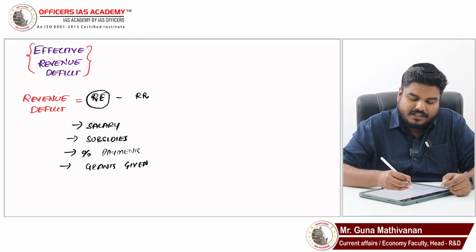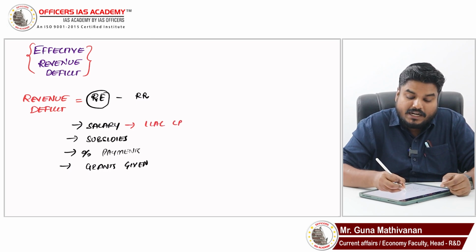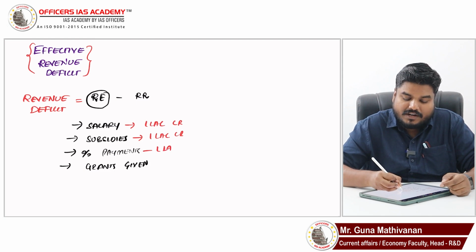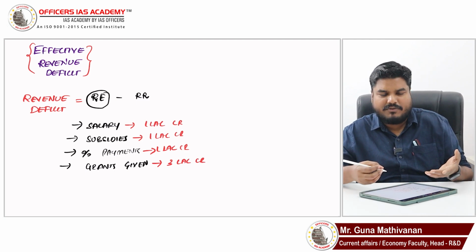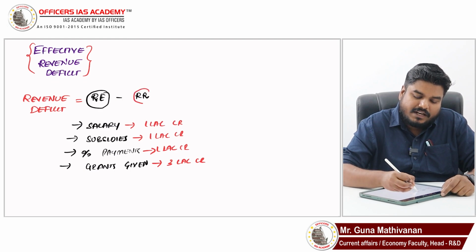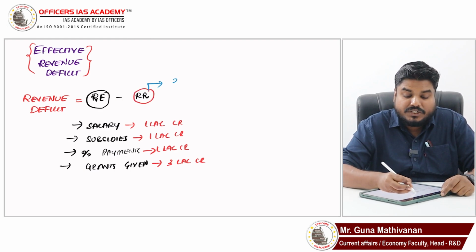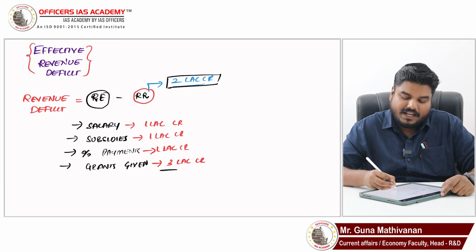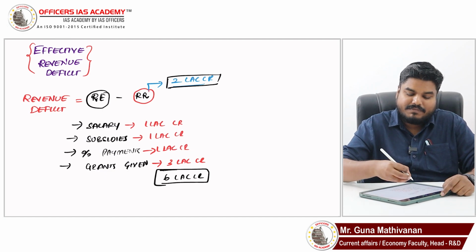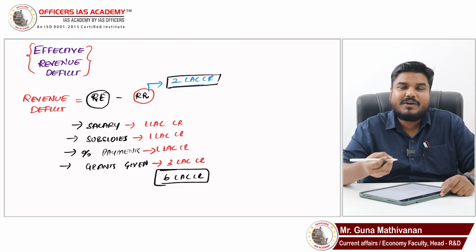So let us give a number. Salary, let us say government is spending 1 lakh crore for giving salaries, 1 lakh crore for giving subsidies, 1 lakh crore for interest payments, and let's say 3 lakh crores for grants given. These numbers I am taking for the sake of understanding. What is my revenue receipt? Let's assume my revenue receipt in total is 2 lakh crores. So government is getting 2 lakh crores of revenue receipt, and government has 6 lakh crores of revenue expenditure.